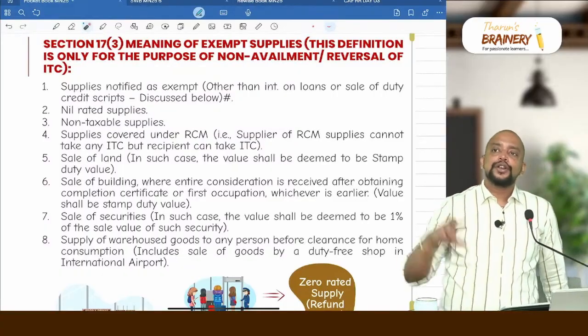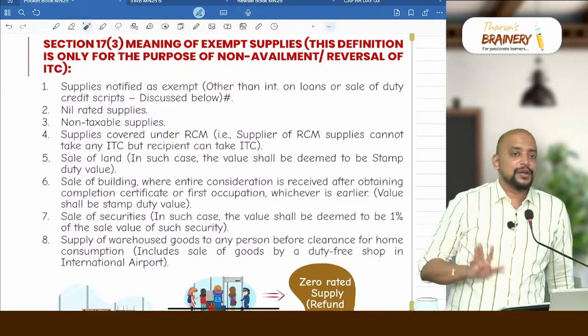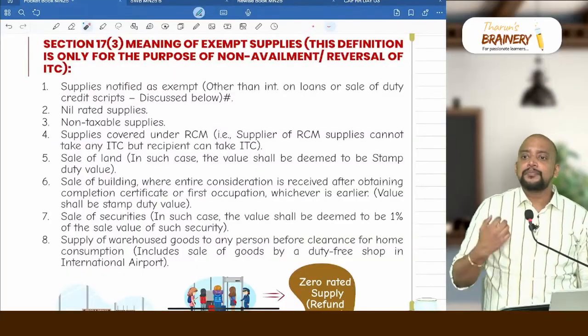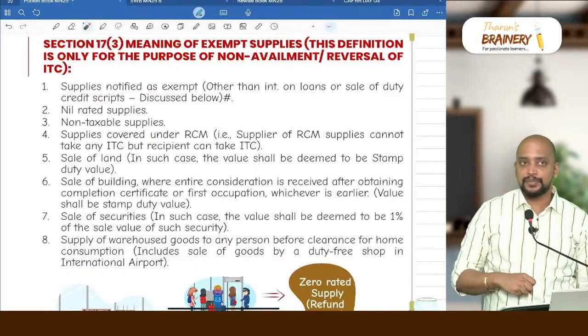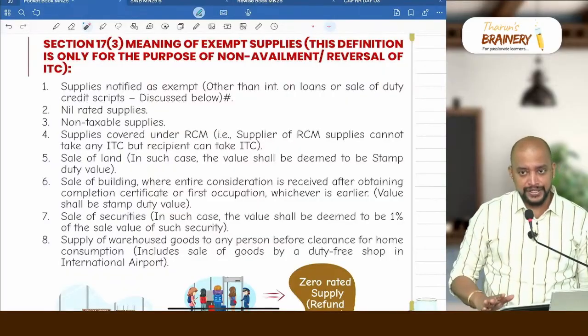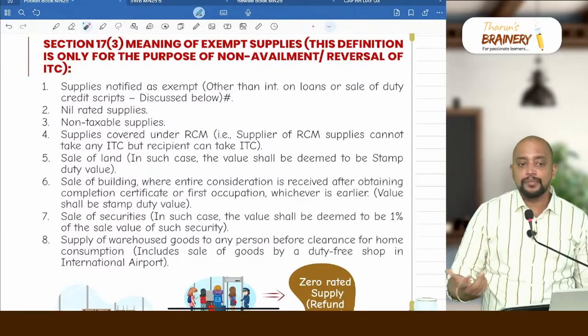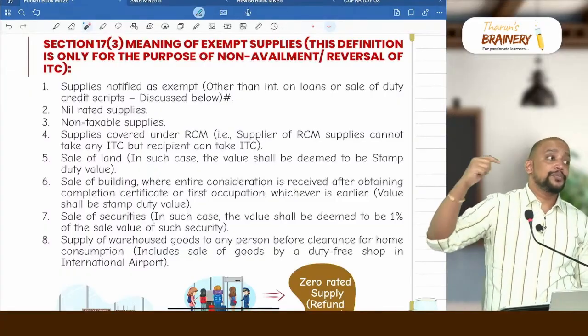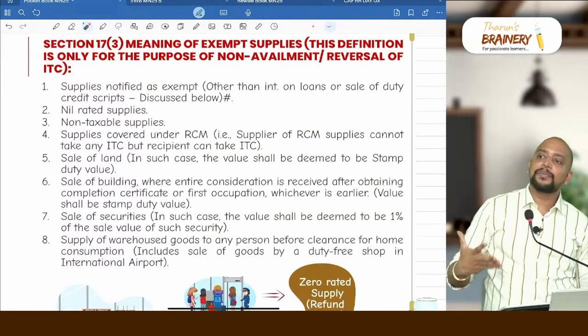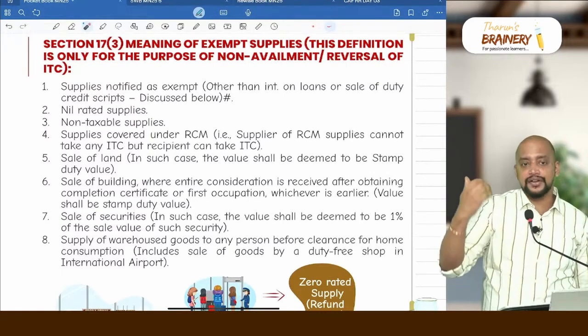But in this also, there are two exceptional points you need to remember. That is, there are two transactions which are exempted, but it will be treated as taxable for ITC purpose. Number one, interest on loans, advances, deposits. So this is actually exempted for payment of GST, but while computing ITC, it should be treated as taxable. So thereby your ITC reversal gets reduced.